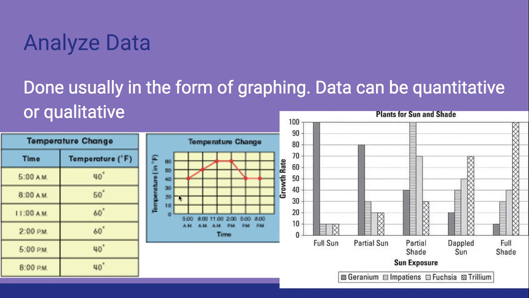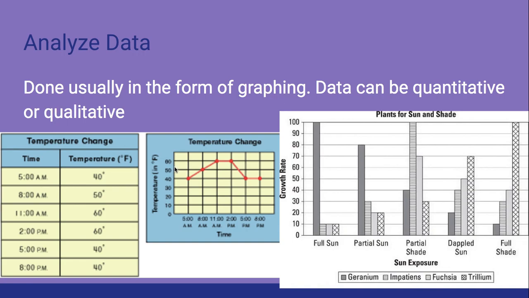But you could fix that by either doing a break, where you have a little squiggly line here and you start, instead of starting at 0, at a different number like 30, and then you go 40, 50, 60. But it's okay. These are pretty okay graphs.